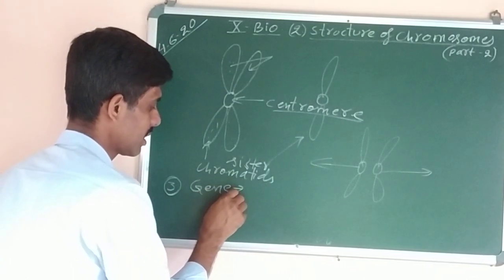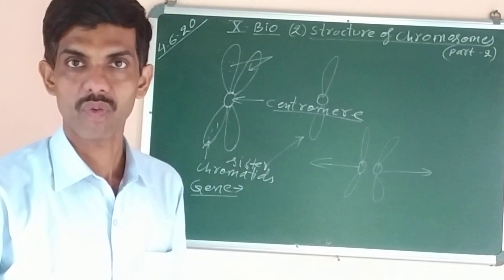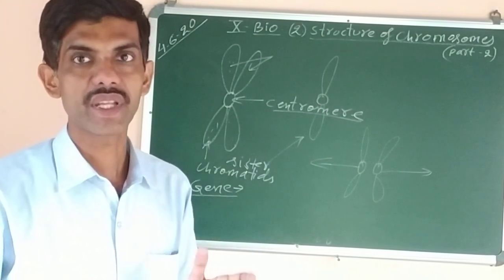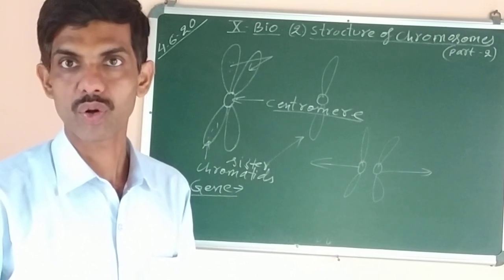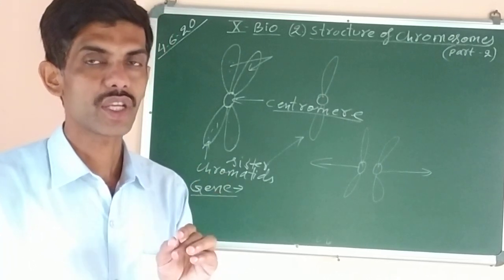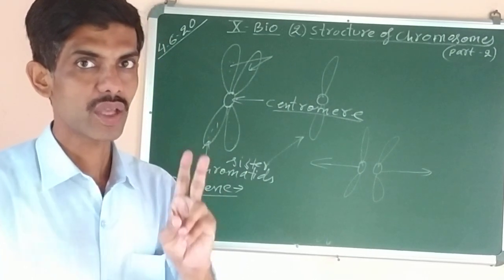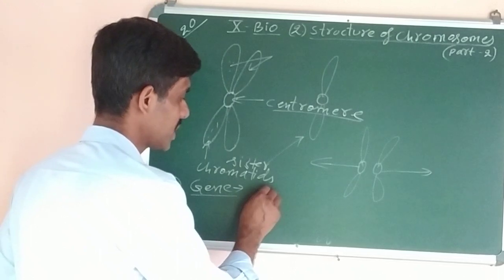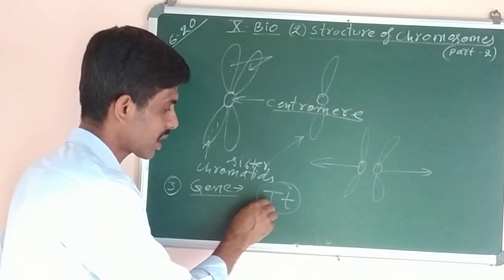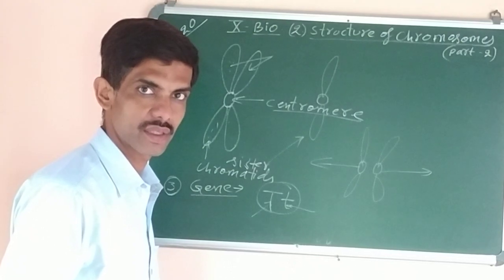What is a gene? Gene is the structural and functional unit of chromosomes. It is a fragment of DNA which constitutes the chromosomes, and it contains all the genetic information of an organism. Every individual carries one pair of genes. Like one pair of gene is capital T, small t. This is the gene for height, in which capital T is the character of tallness, and small t represents dwarfness.